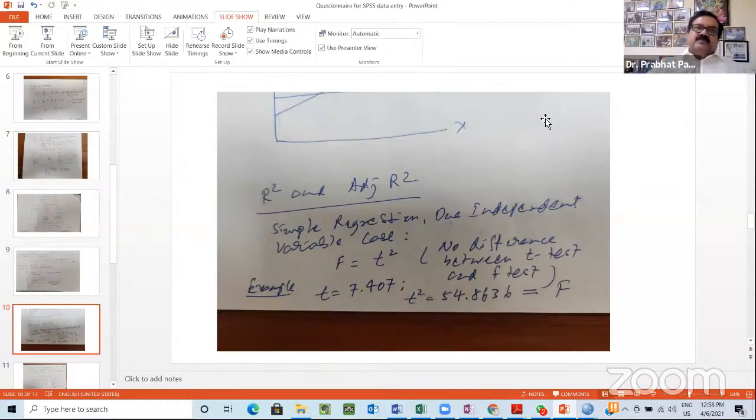But the moment you add more variables on the right-hand side, you have a different f-test and t-test. These two tests are different, right? So that's how it is going to work.